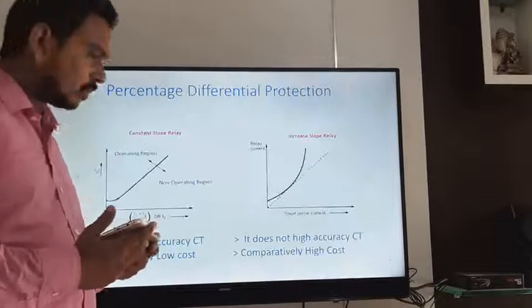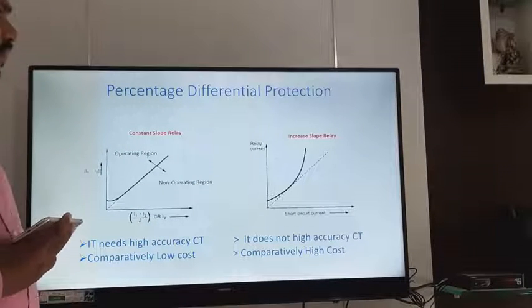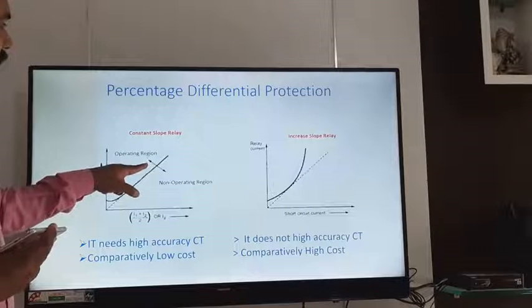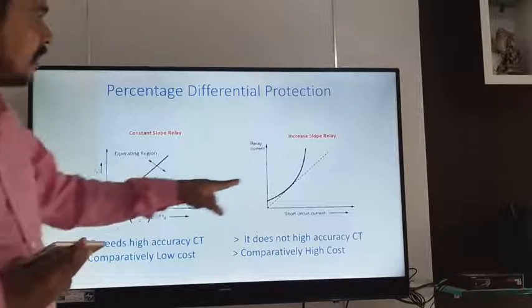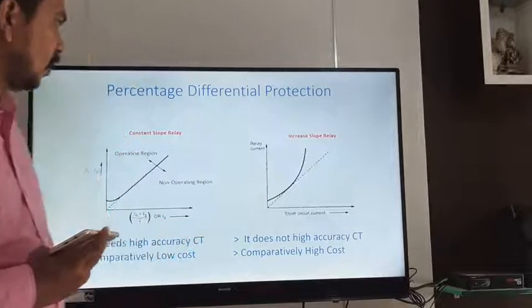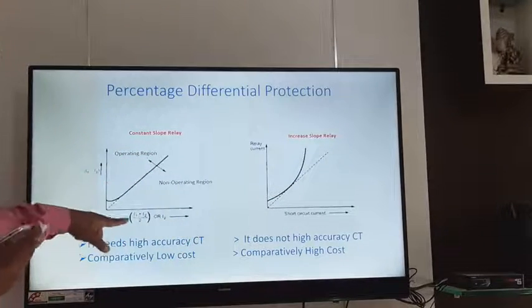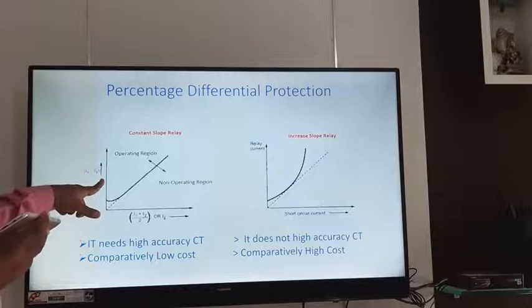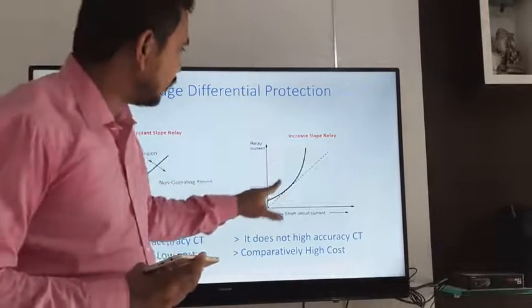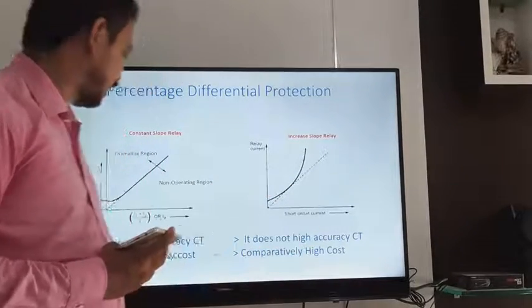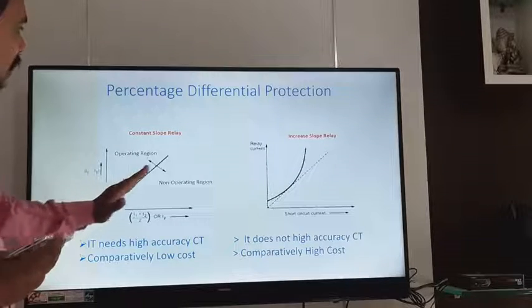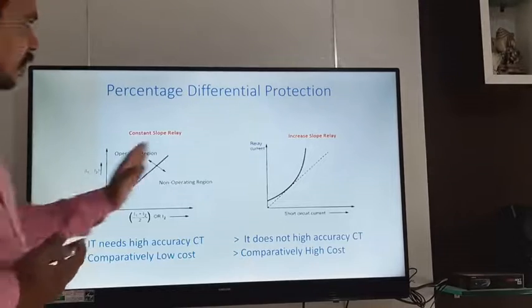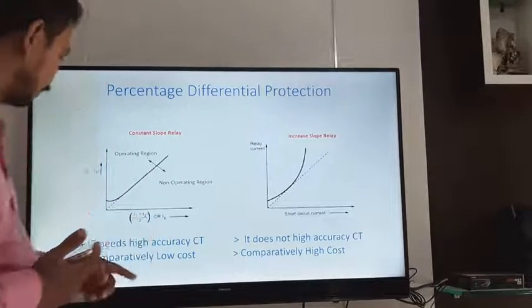Okay, this is the characteristics of percentage differential protection, or the biased percentage differential. This characteristic is known as the constant slope relay characteristic, and this is the increased slope characteristic. In the constant slope characteristic, the x-axis is the restraining current and the y-axis is the differential current, while in this one it is the relay current and the short circuit current. Here the slope is constant, and here the slope increases.